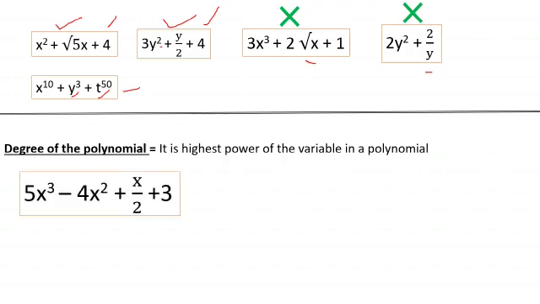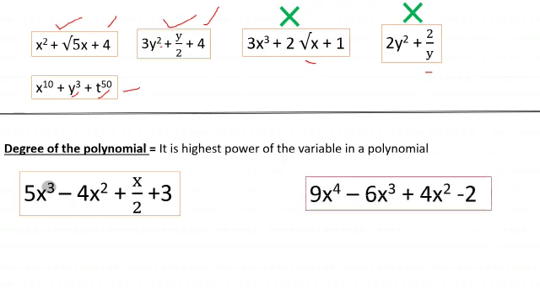Let's take the same old example, that is 5x cubed minus 4x square plus x by 2 plus 3. If we see the exponents, or the powers, we have 3, 2, 1 and 0. So in this polynomial, the highest power of the variable is 3. So the degree of this polynomial is 3.